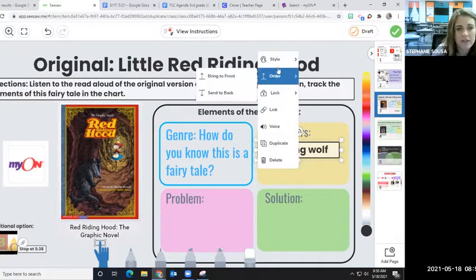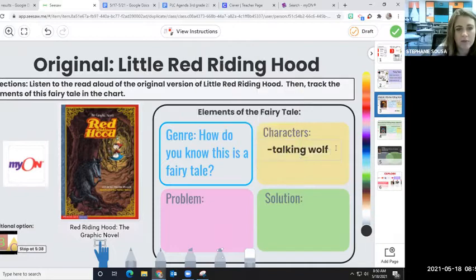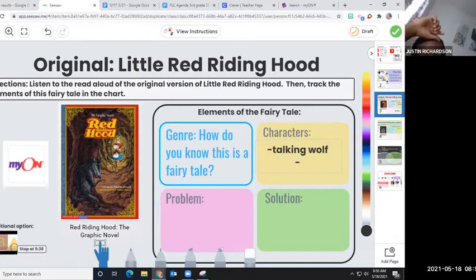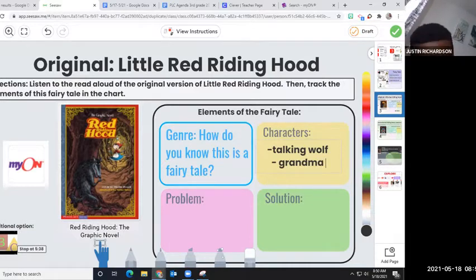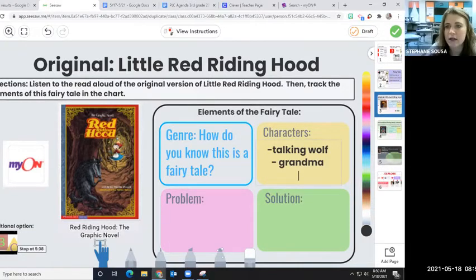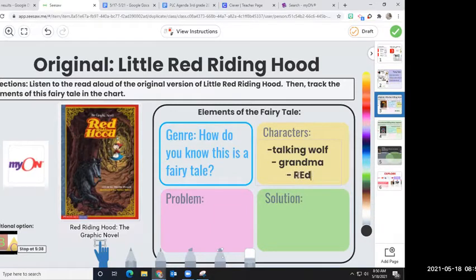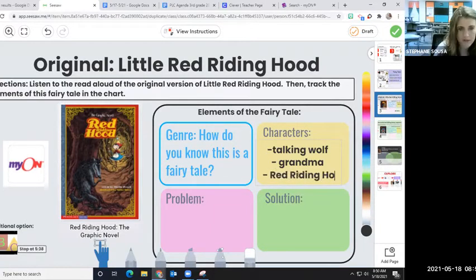So not every single character in the story, but who were the main people that were important? Who else was important in this? Justin, who else was important? Grandma. Yep, Grandma was very important. It was her house they were going to. She's the reason they were out there. She's the one the wolf wanted. Lots there. Camille, who else was important? Red Riding Hood. Yep. Her name is in the title, for goodness sake, so she better be important, right?